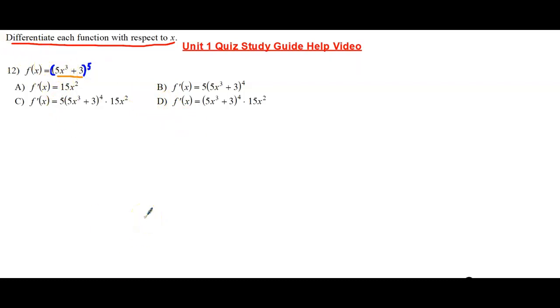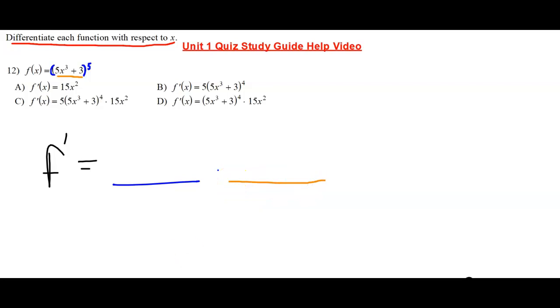Now, according to the chain rule, the derivative of a composite function like that is going to be the derivative of the inside, or outside, I should say. I think that's how I did it in class. I did that one first. The derivative of the outside function multiplied by the derivative of the inside function.